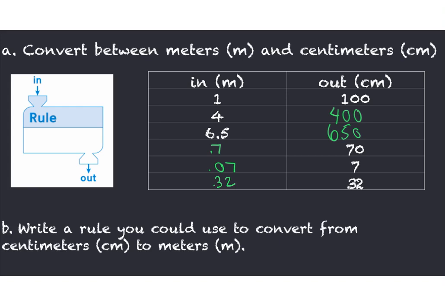So let's fill out our input-output table. We're putting in meters and we're getting centimeters out. 1 meter times 10 to the power of 2 will give us centimeters.